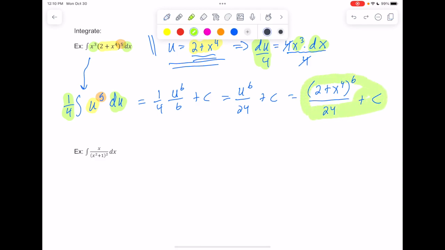Since we're new at the process, we'll go ahead and check this answer by taking a derivative real quick. So let's go ahead and do that. If you take the derivative of what I've just shaded in green, you'd start with the outside portion.